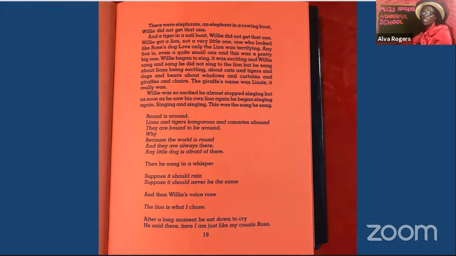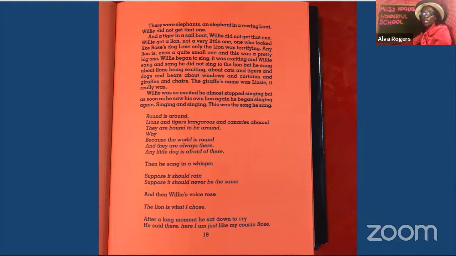Willie began to sing. It was exciting, and Willie sang and sang. He did not sing to the lion, but he sang about lions being exciting, about cats and tigers and dogs and bears, about windows and curtains and giraffes and chairs. The giraffe's name was Lizzie. It really was. Willie was so excited, he almost stopped singing, but as soon as he saw his own lion again, he began singing again, singing and singing. This was the song he sang.